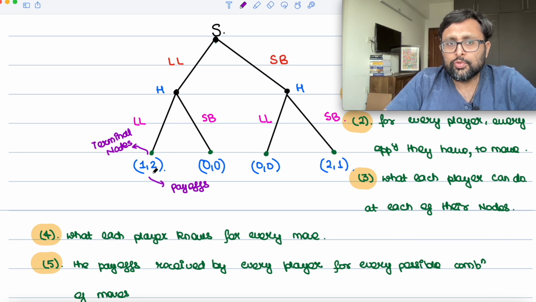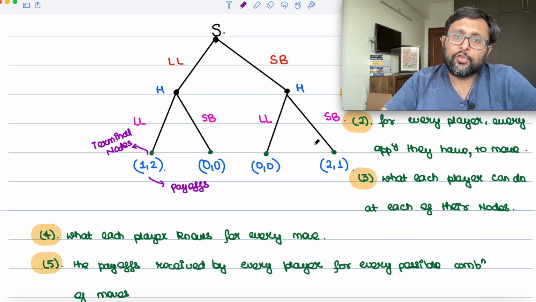So of course he'll choose 2, right? If she chooses SB, Starbucks, then he has a choice between LL and SB, that is between 0 and 1. He will be choosing 1, right? So in that case, you have 1, 2 from here and 2, 1 from here. Now she has a choice between 1 and 2, so she'll be choosing 2, right?